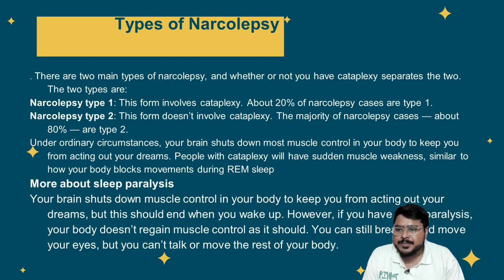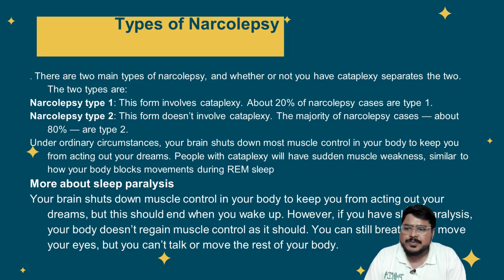Then we have the types of narcolepsy. There are two main types, and whether or not you have cataplexy separates the two. In narcolepsy type 1, we have cataplexy, and about 20% of narcolepsy cases are type 1. In narcolepsy type 2, this form doesn't involve cataplexy. The majority of narcolepsy cases, about 80%, are type 2.